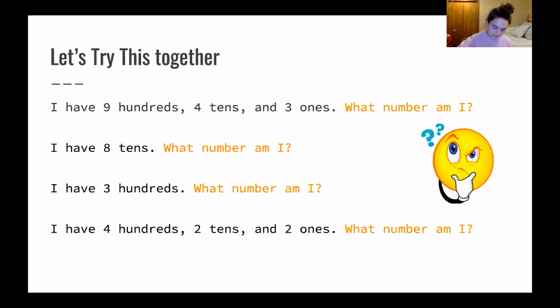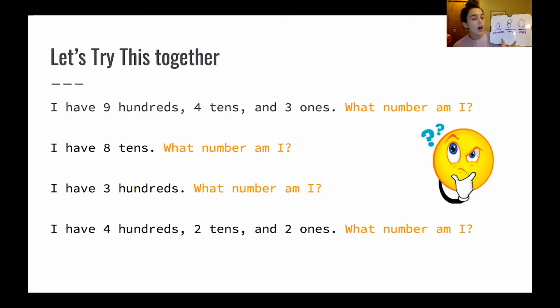Okay, this one is a little bit trickier. Let's do it. It says, I have 8 tens. What number am I? Okay, so do we have any hundreds? Nope. We have no hundreds, so you guys can put a 0 there. Do we have tens? Yes, we do. How many tens do we have? 8 tens. Awesome. Now, what about ones? Does it say anything about ones in there? Nope, it doesn't say anything about ones.